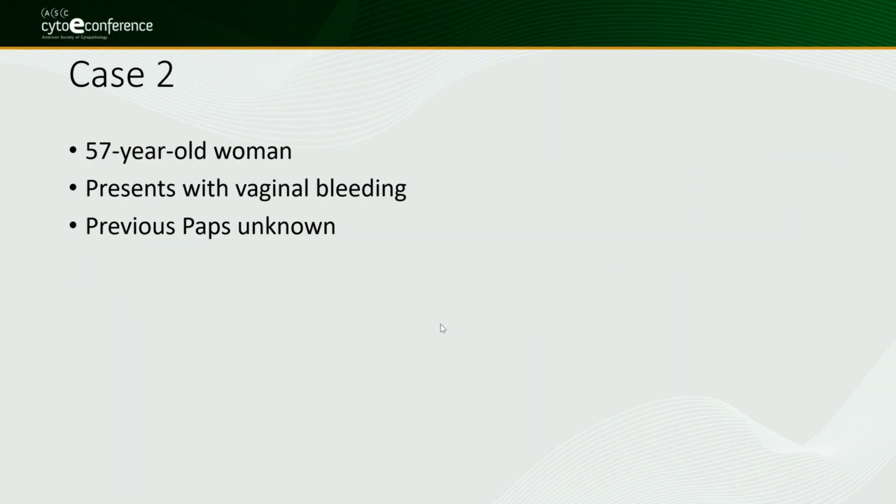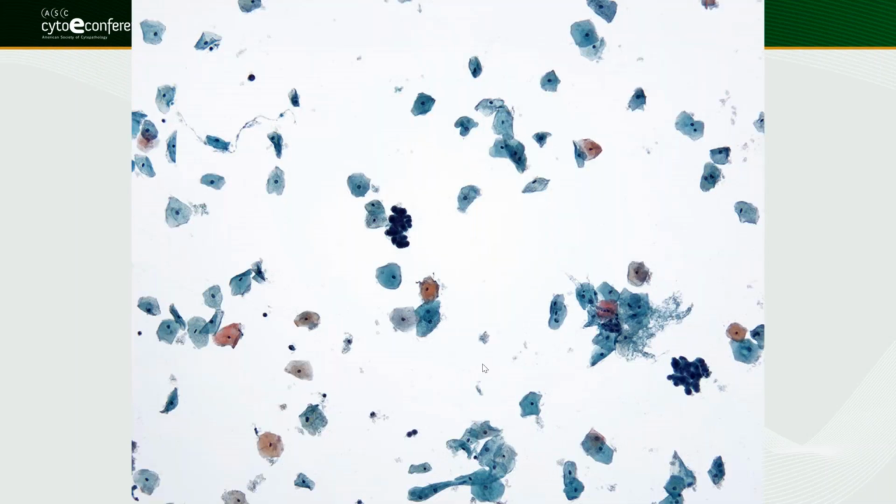Case 2 is a 57-year-old woman who presents with vaginal bleeding and previous PAPs unknown. When you see this, 57 with vaginal bleeding, you are thinking, oh, postmenopausal bleeding, endometrial. And then this PAP is actually surprisingly clean, very clean, right? But we see these two groups, and at this power they do actually look like endometrial groups, except the background for some reason is very clean.